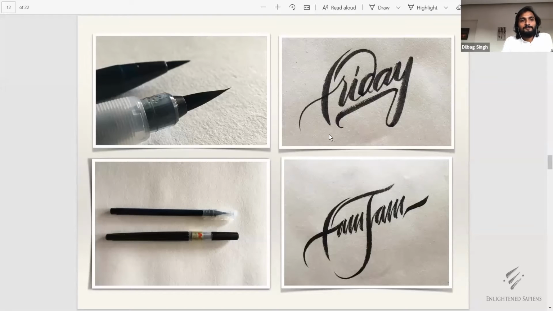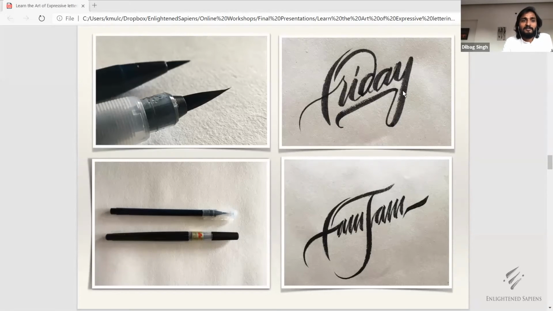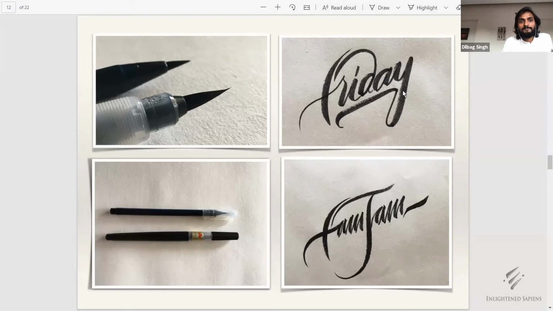These are Pentel brush pens, and the one above it is Shakura. It's a traditional coloring brush pen. So you can see the result out of these two. The above one is done with the Shakura, and the downward one, Fam Jam, is done with the Pentel sign brush pen, Pentel brush pen actually.